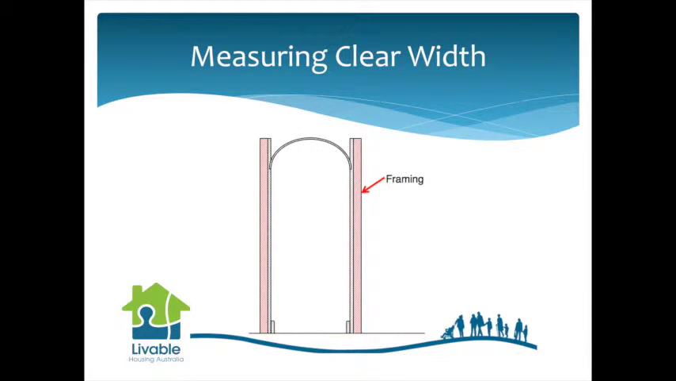Now, in most houses in Australia this will be a timber frame, but it could be a metal frame or it could be bricks or masonry as well. Inside the framing we usually have a wall lining material such as plasterboard, or it could be directly applied plaster onto a masonry wall. And inside the lining we have the skirting boards.